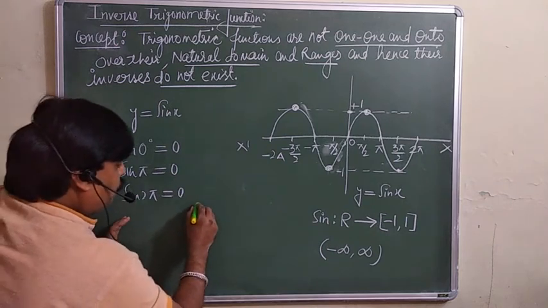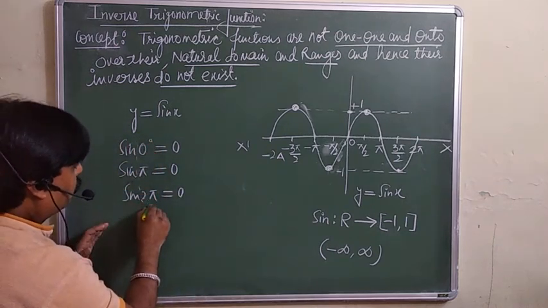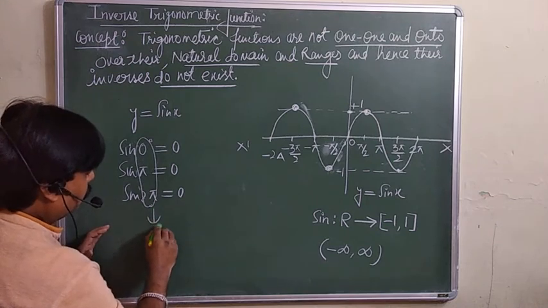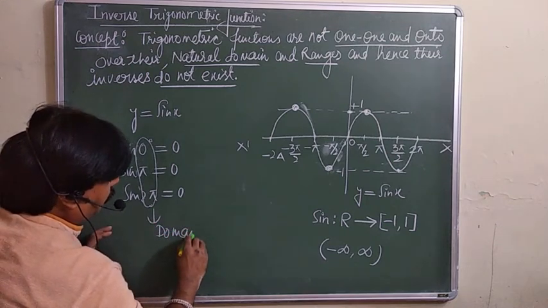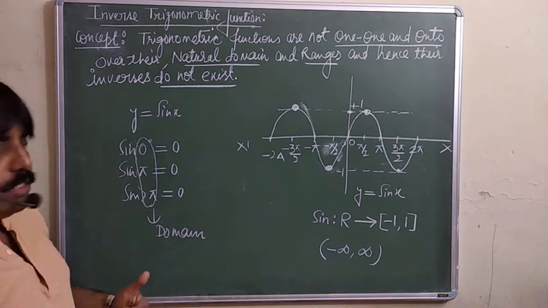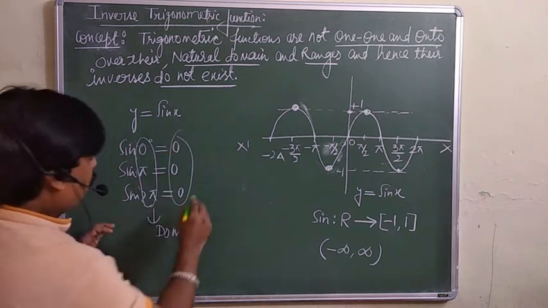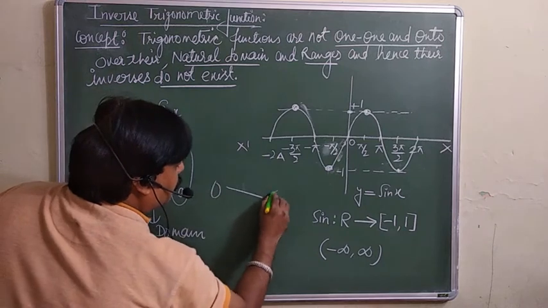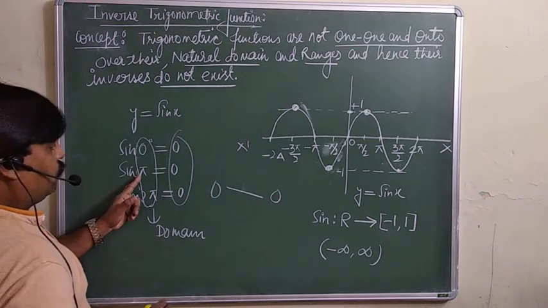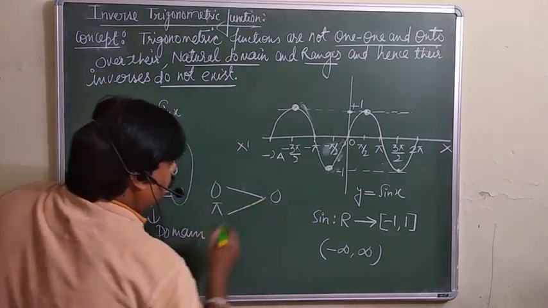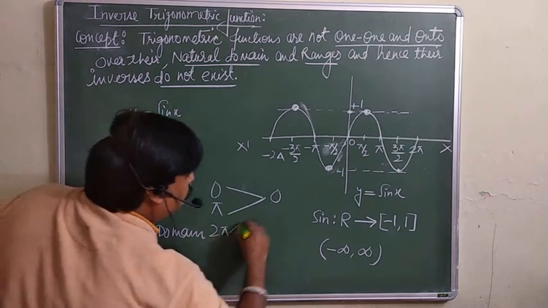It means the values which you are putting here are your domain. You can see the domain. If we talk about the relation, then these are your range. So for 0, your range is 0. For pi it is also 0. For 2 pi it is also 0.